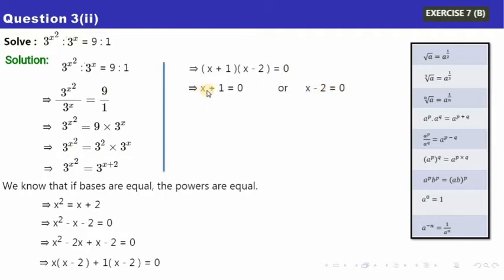Okay, so if x plus 1 is 0, then the value of x turns out to be minus 1. Take this over there. And if x minus 2 is 0, then the value of x will be, take this minus 2 over there. So your answer will be 2. So there are two values for x. One is minus 1 and another one is 2. Alright. So you may pause the video and note it down.